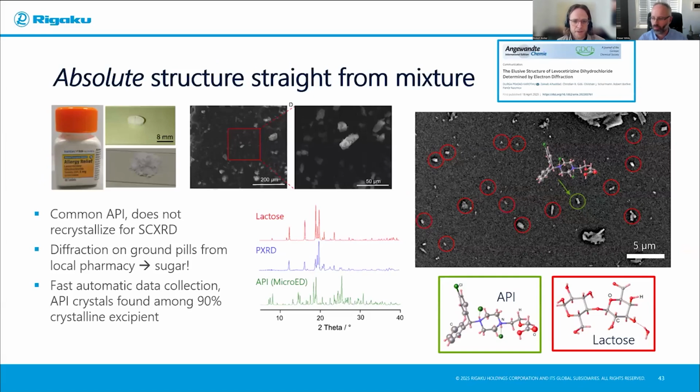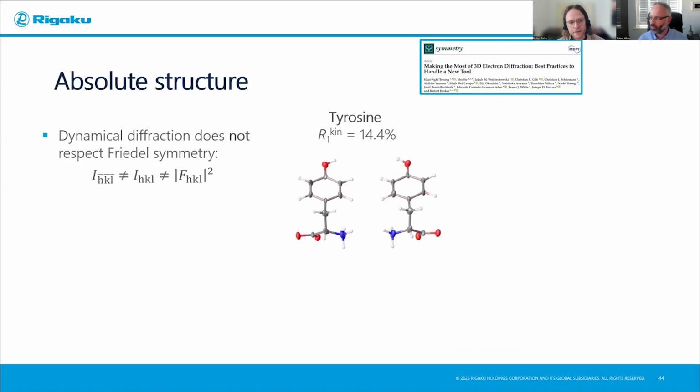Another thing that we did in this study and many others is that we solved the absolute structure and determined the stereochemistry of this API. So how does this work with electron diffraction? Here again, dynamical diffraction comes into play. There's no sizable anomalous dispersion with electrons, but you again have this inequality between the intensities and the squared structure factors. I've talked a lot about this inequality, but you also have this one. So the Friedel mates will not be equal anymore due to these dynamical effects. And that means that you suddenly get the information about the stereochemistry.